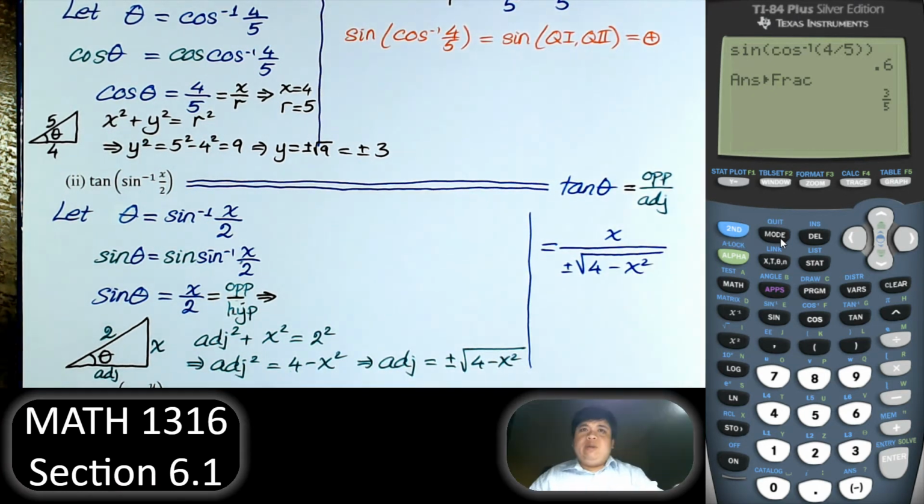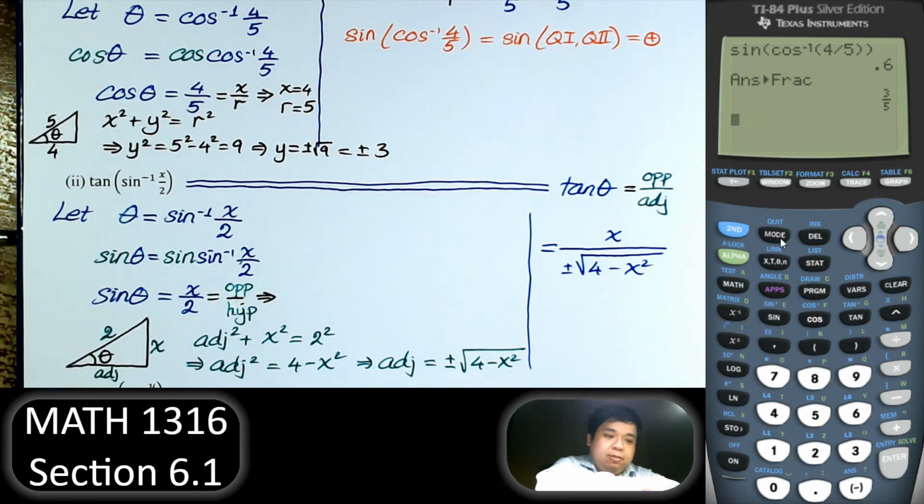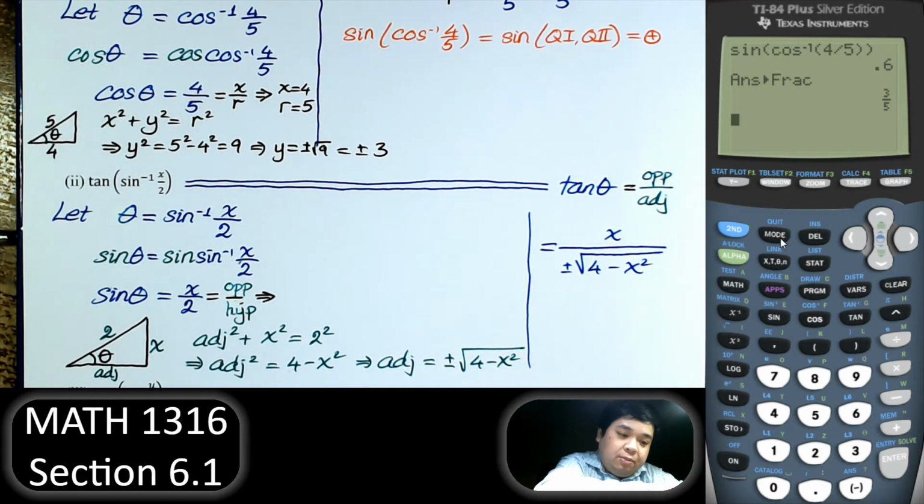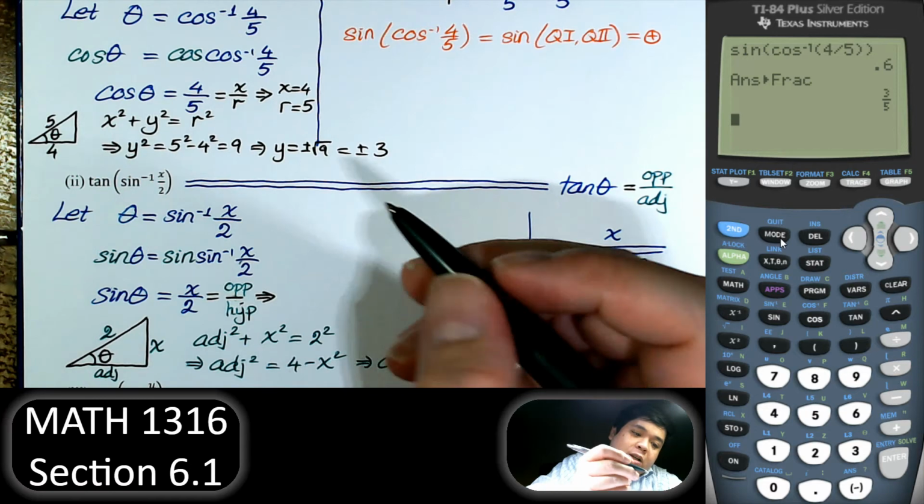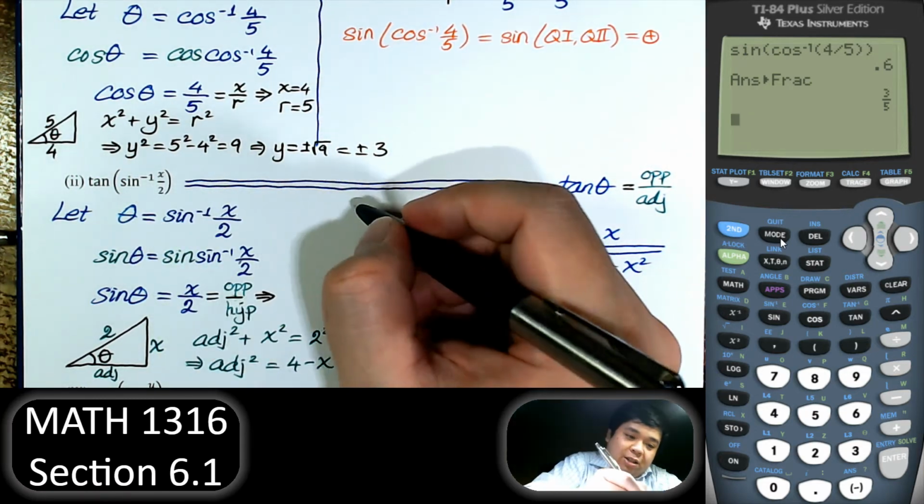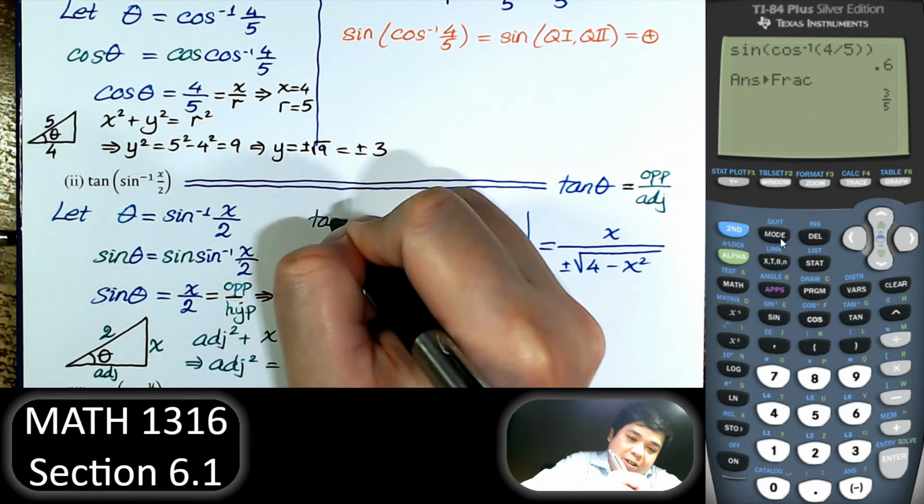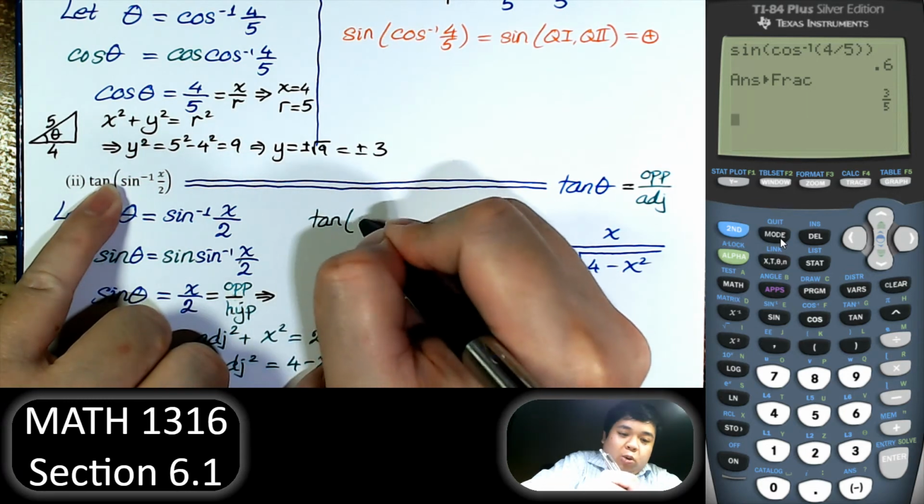So is that positive or negative? Now this might be interesting. Sine inverse is in quadrant 1 and quadrant 4.